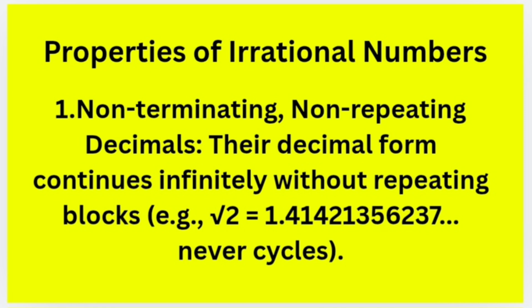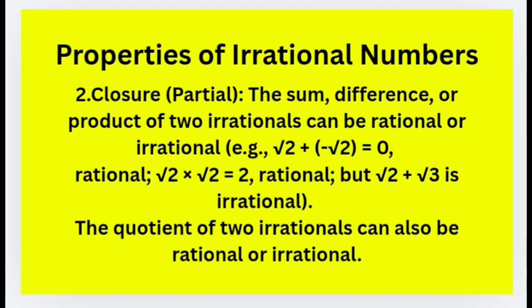Properties of irrational numbers. Irrational numbers share many properties with real numbers, but have unique characteristics that distinguish them from rationals. The first property is non-terminating, non-repeating decimals. Their decimal form continues infinitely without repeating blocks. For example, the square root of 2 is equal to 1.4142135623, and it never cycles.